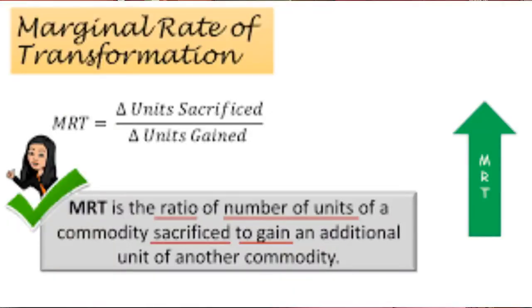And next point is, what is the other name of marginal rate of transformation? Marginal rate of transformation, or marginal opportunity cost, is the ratio between loss of output of good Y and gain of output of good X, when some resources are shifted from good Y to good X.